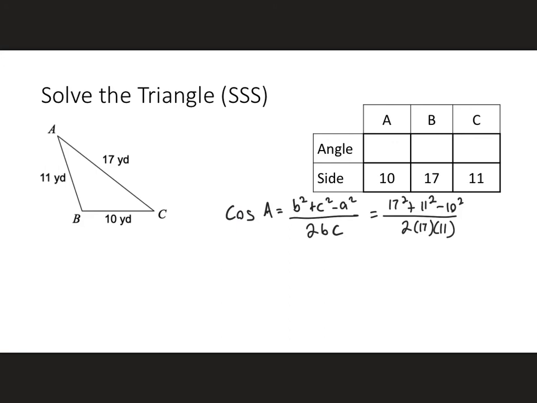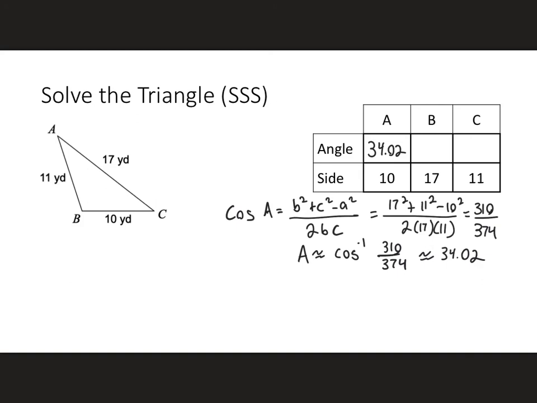So 17 squared plus 11 squared minus 10 squared is 310. And 2 times 17 times 11 is 374. And I can use arc cosine to find what 310 over 374 is and get a really accurate answer. So A is approximately arc cosine of 310 over 374, and that will give us a very accurate answer of 34.02.